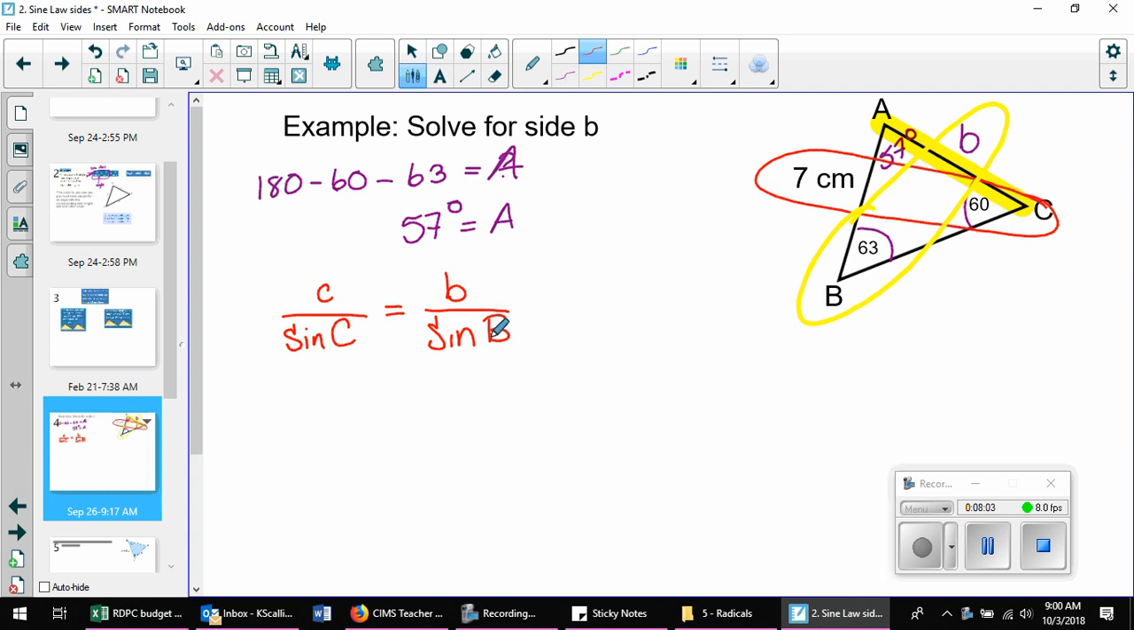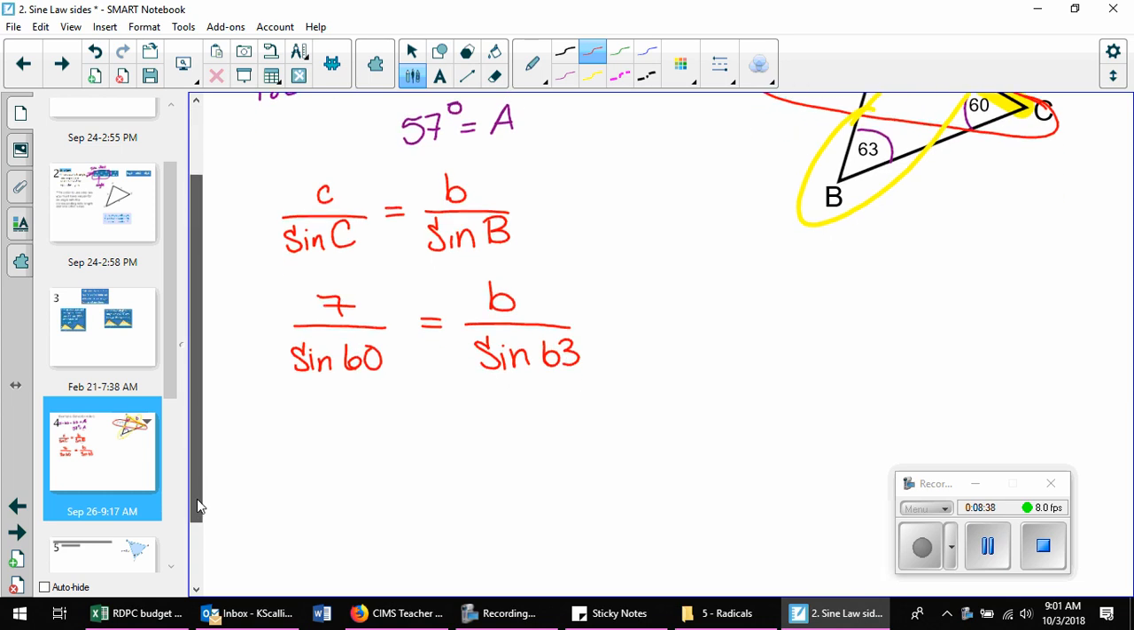You do not have to write the sine formula all the time. I'm just writing it so we get used to it. So I'm going to fill in what we know. Side C has a measurement of 7. Angle C, so that would be sine of 60. And again, really make sure that your calculator is in degrees because this will screw you up if it's not. Side B, I don't know, that's what I'm trying to find, but angle B is 63 degrees. I don't have to put units of measure until the end.